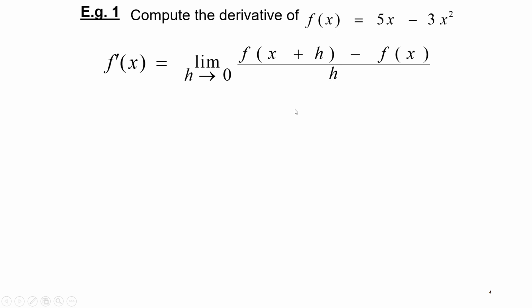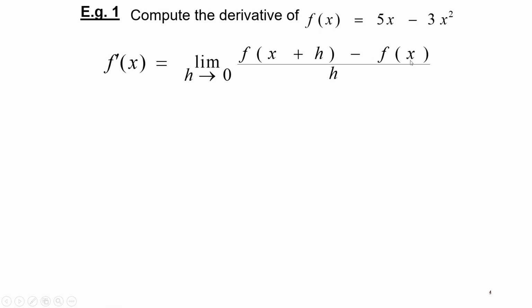Now I will tell you how to use this formula. It says here f of x plus h, that means in the f of x function, wherever I see x, I have to replace that x by x plus h. Here I have x, so I have to replace this x by x plus h. So this will become 5 into x plus h. Instead of this x I have to put x plus h. That is the meaning of f of x plus h.